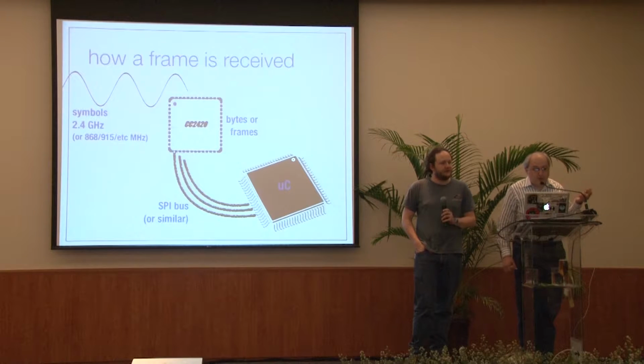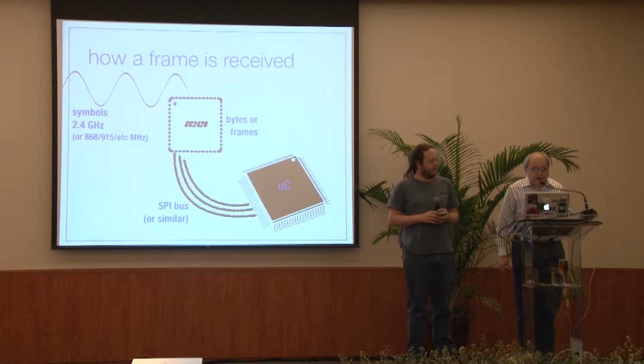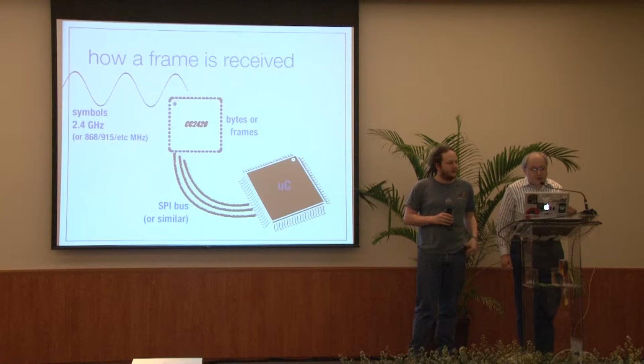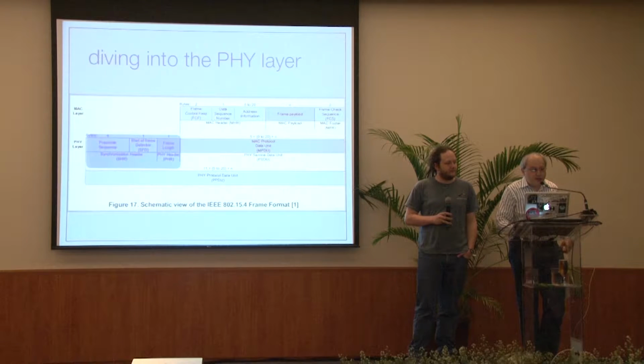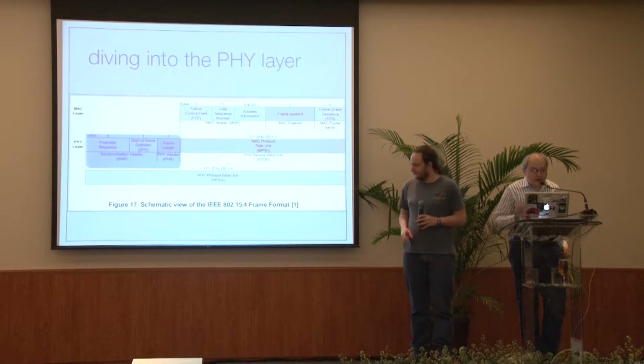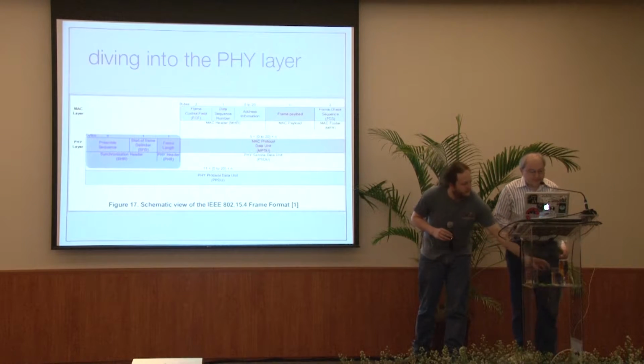Then, of course, in physical reality, the chip gets those symbols out of the air and then sends them over some communication channel, such as a serial bus, to a microcontroller, which then does something with it, say, decodes a frame or passes it on to the OS. So this is the part of the standard where they talk about the preamble, the start frame delimiter, and the frame length, the shaded region, right?